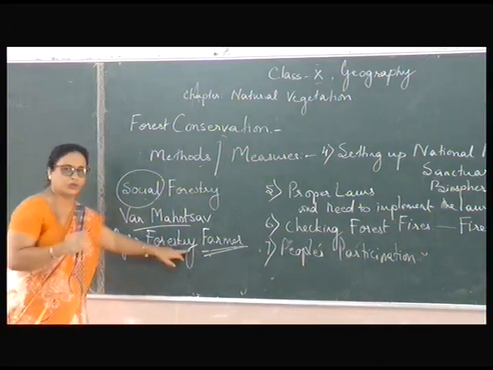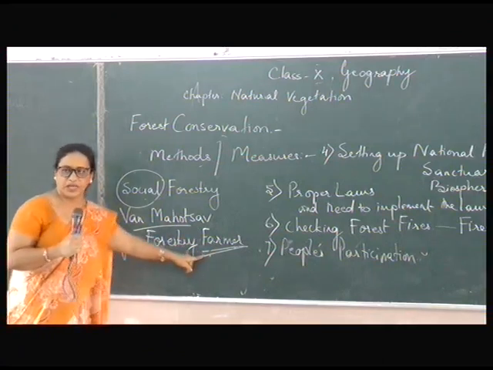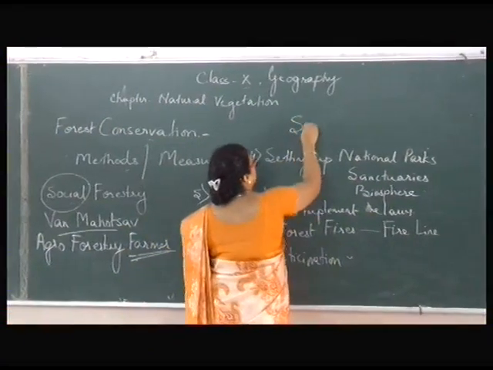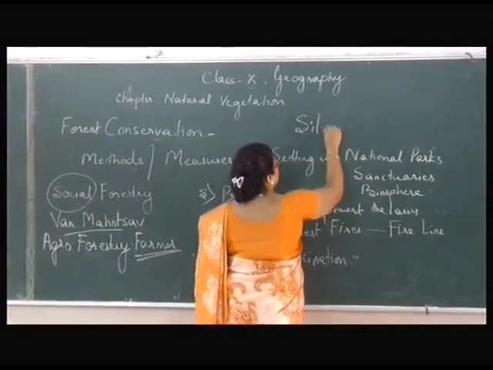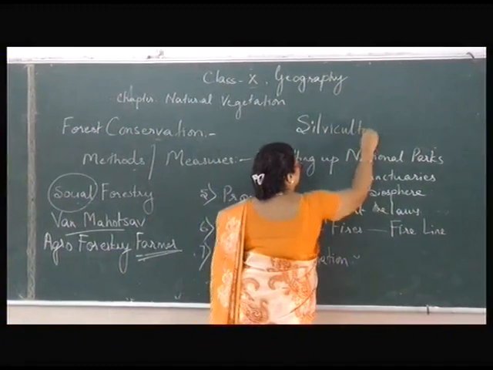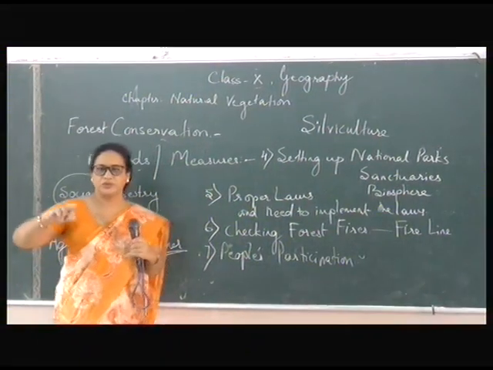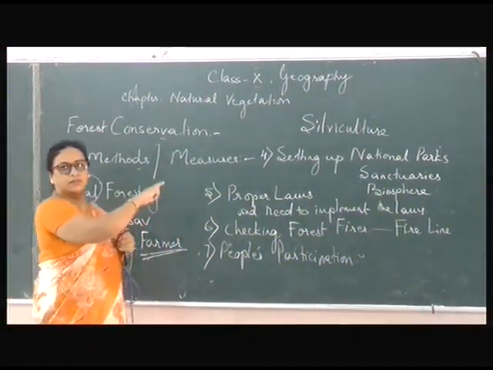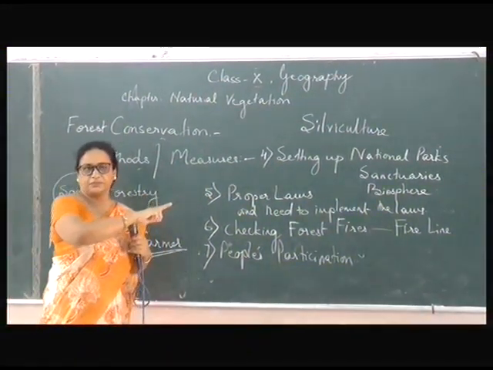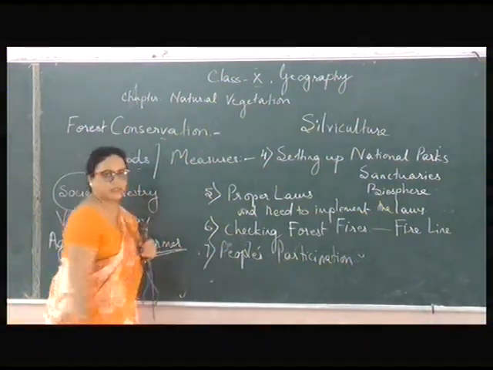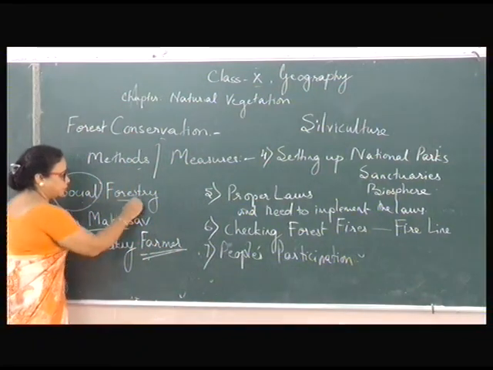All the farmers are being told, grow crops, grow trees. And the process of, or the science of growing trees, learn this term, is known as silviculture. So they should be growing crops, doing farming, as well as silviculture. Got it? So these come under people's participation. And prepare short notes for this.